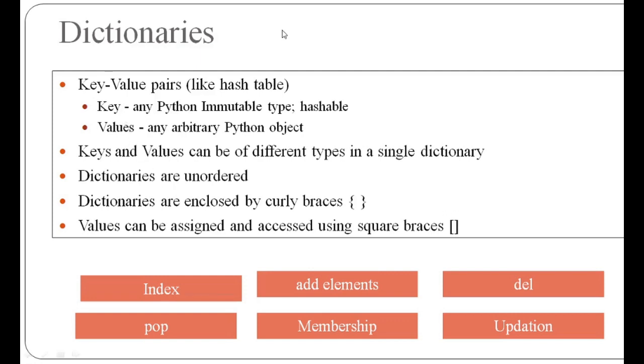Now coming to dictionaries. Dictionaries are key value pairs. Key can be any Python immutable type. That means I cannot have a list here. And values can be any arbitrary Python object. So the keys and values can be of different types in a single dictionary. And dictionaries are unordered. You can store the dictionary in one order, but when you are retrieving, you may be getting a different order. And dictionaries are enclosed by curly braces, and values can be assigned and accessed using square braces. These are some of the operations I can perform on a dictionary.